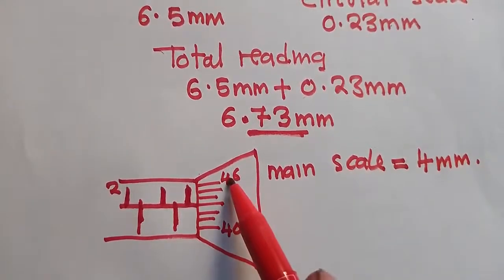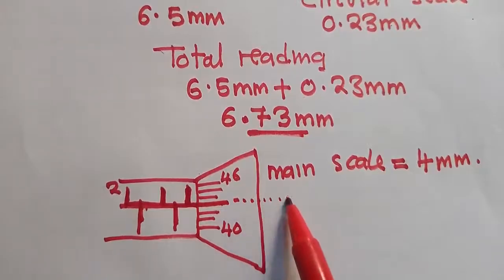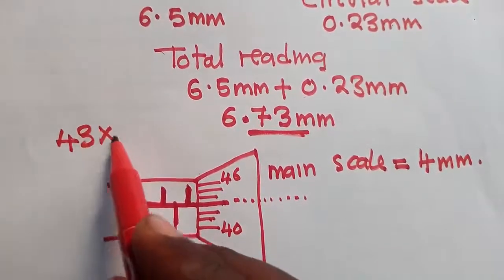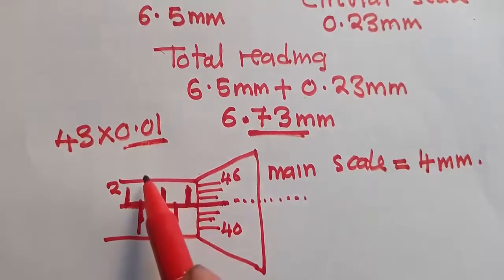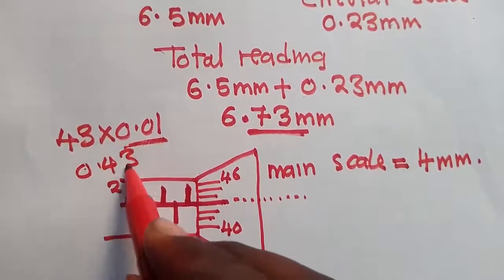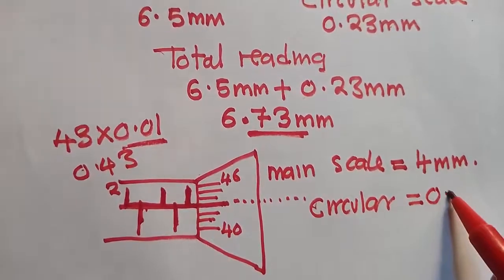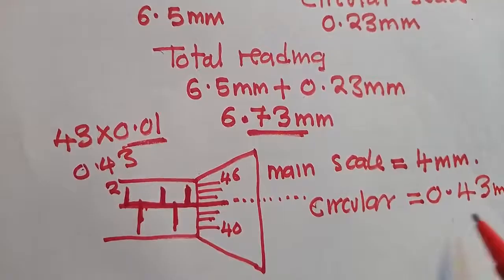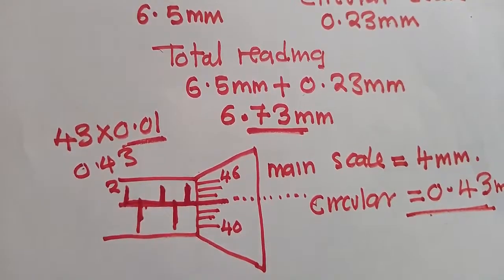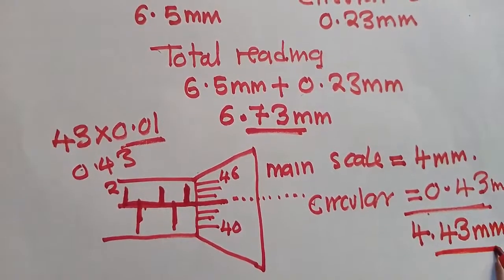You go to the circular scale, going until you find this straight line. This is what you need to concentrate on: 40, 41, 42, 43. This is 43. So you say 43 times 0.01. This is the accuracy. Maybe you can ask yourself why we are multiplying by that. You are going to get 0.43. So the circular scale is equal to 0.43 millimeters. When we add the total readings, what you are getting is 4.43 millimeters.